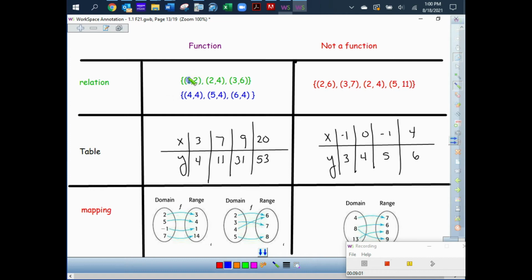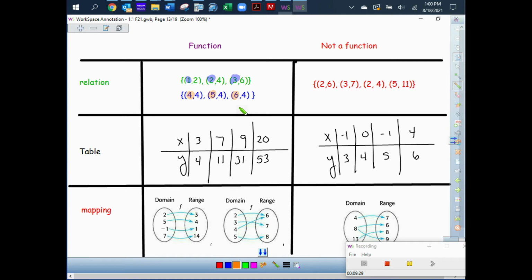Here's my domain. Here's the secret, the way to really tell: do you see any repeaters? There's a 1, a 2, a 3. Was there anybody that repeated itself in that list? No, so that's a function. If the x's don't repeat, that's a function. Same thing down here with the blue set. The domain is 4, 5, and 6. No repeaters in the domain.